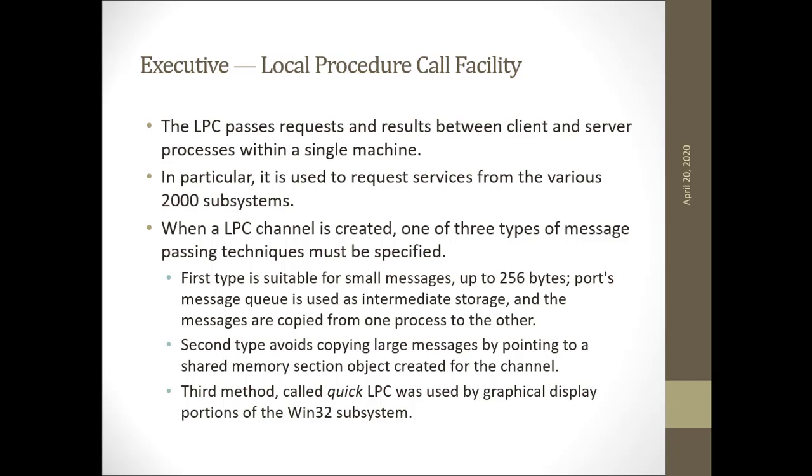When an LPC channel is created, one of three types of message passing techniques must be specified. The first type is suitable for small messages, the second is suitable for large messages, and the third is suitable for graphical messages. The first type is suitable for small messages up to 256 bytes. The port's message queue is used as intermediate storage, and the messages are copied from one process to the other.